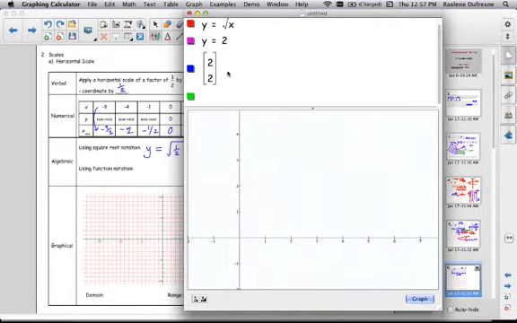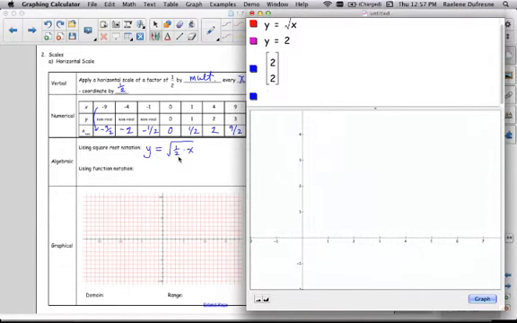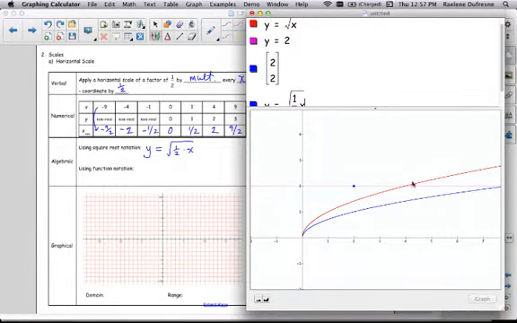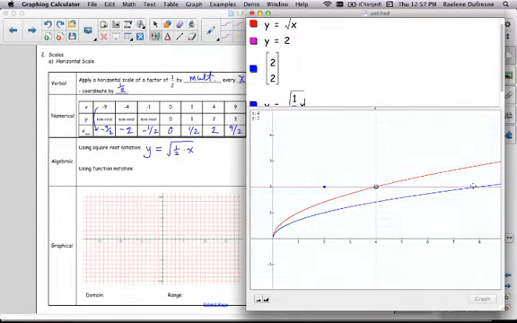Okay, well let's put in what we think is the new equation, the one that we've just written here, because we're multiplying x by 1/2. We would have the square root of 1/2 x. And when we look at that, the point over here has gone all the way over here, from the point 4, 2 to the point 8, 2.